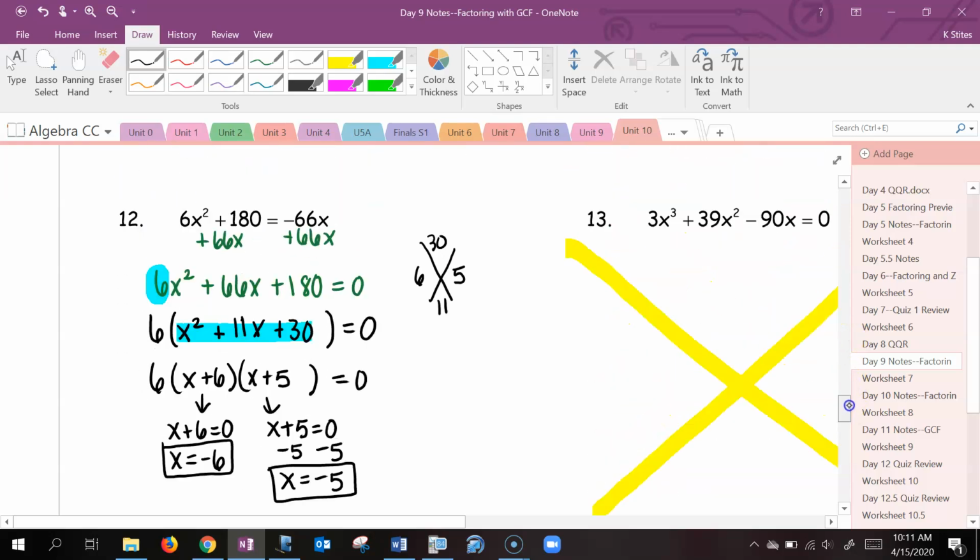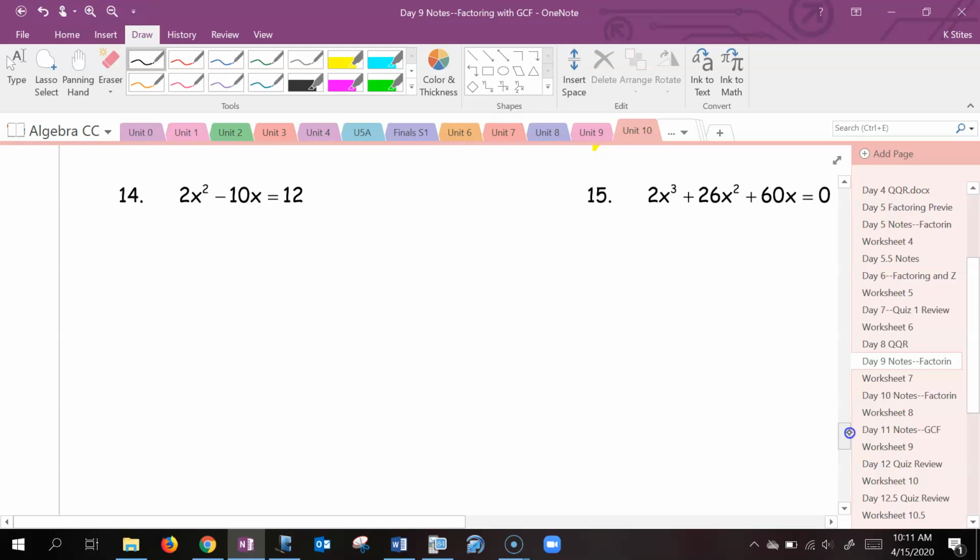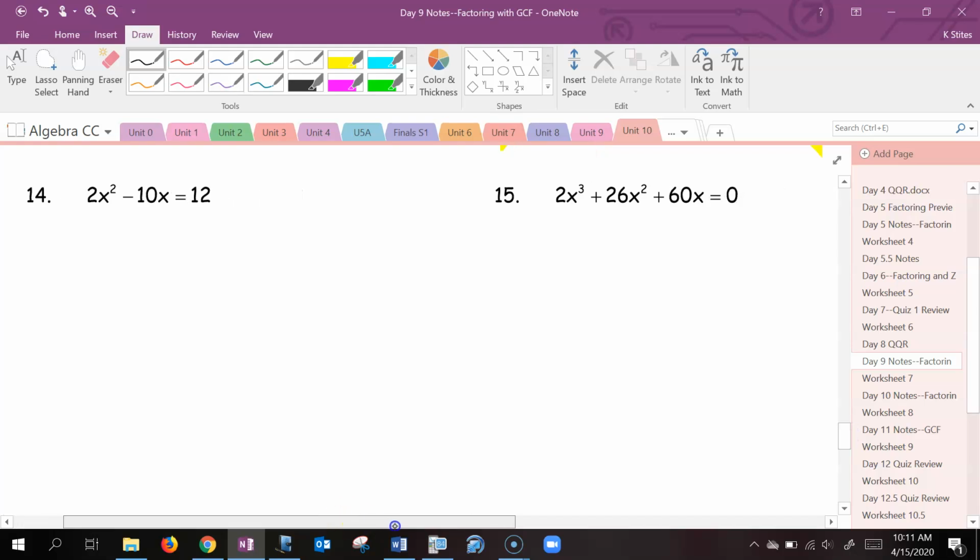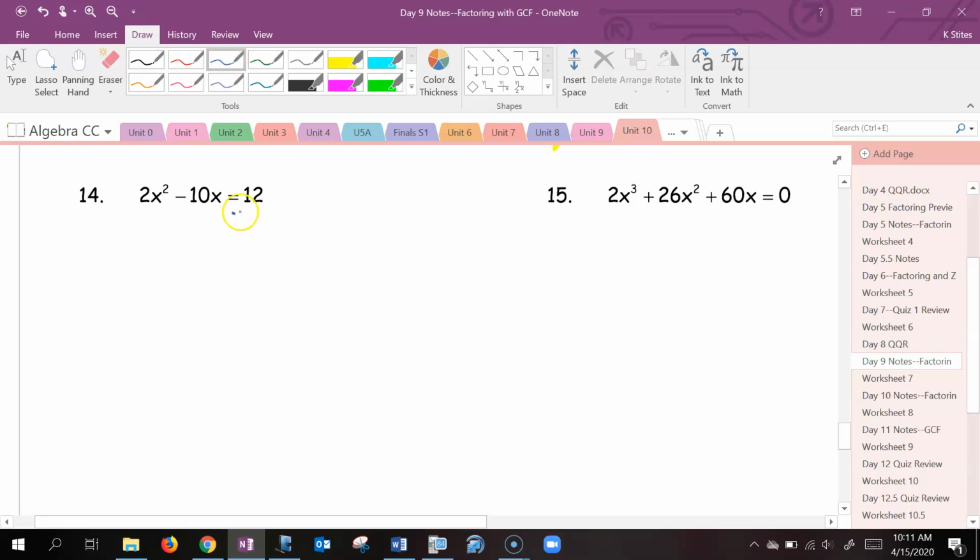I'll just scroll down. We have 2 more. Number 14, again, we don't have an equal 0. That is an issue. We will subtract our 12 over. Okay, however, this is just a number. It doesn't have an x, so this will go at the end. 12 minus 12 is 0.